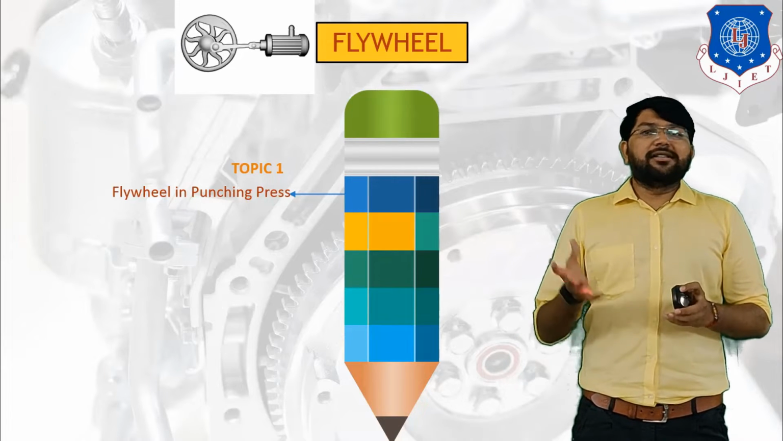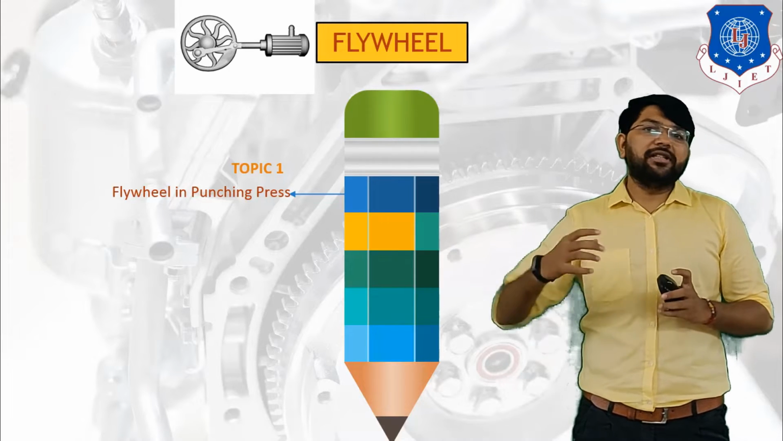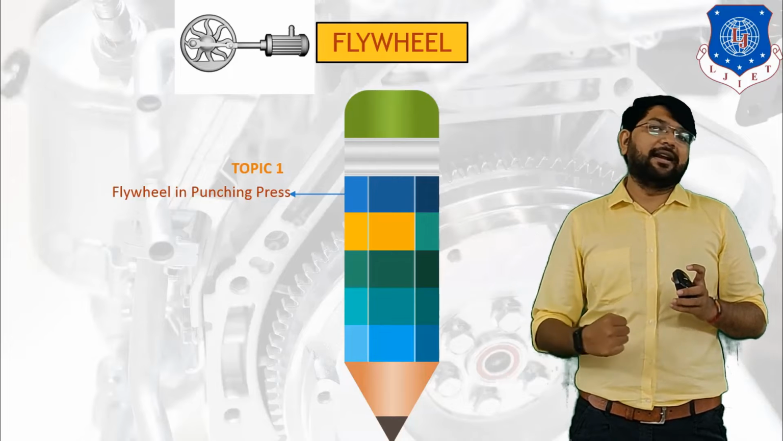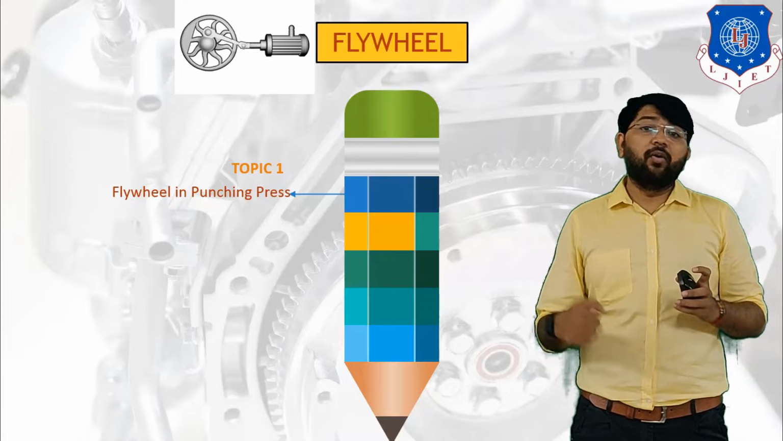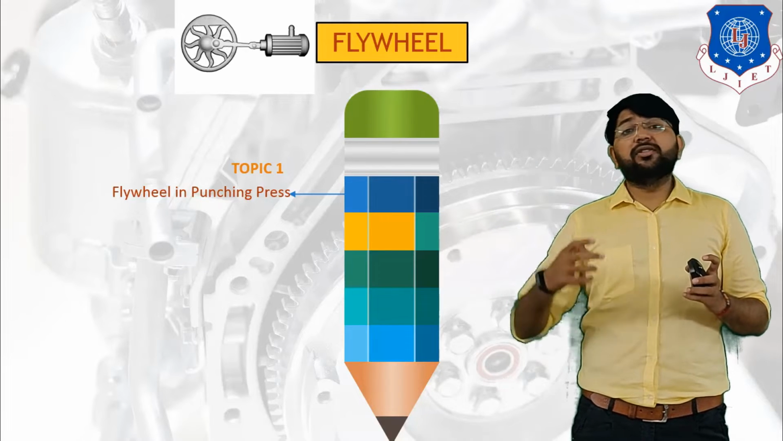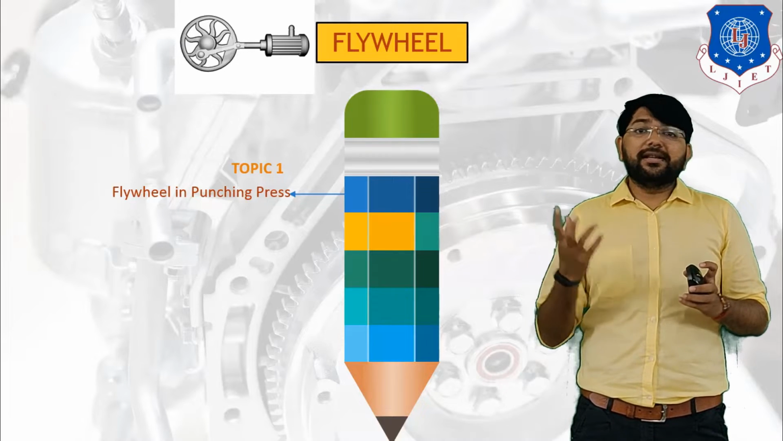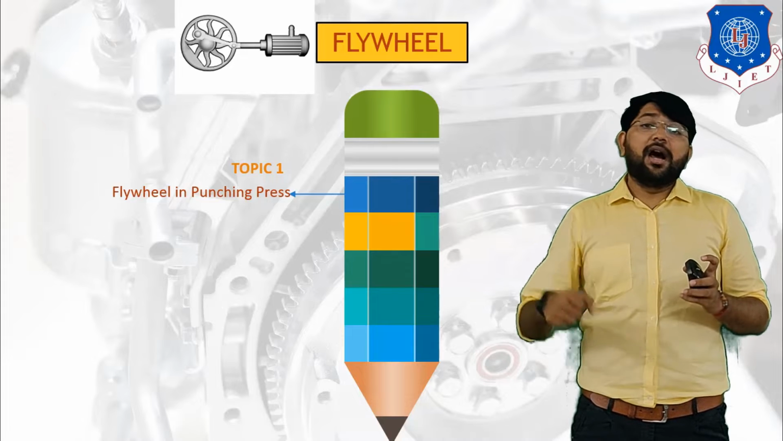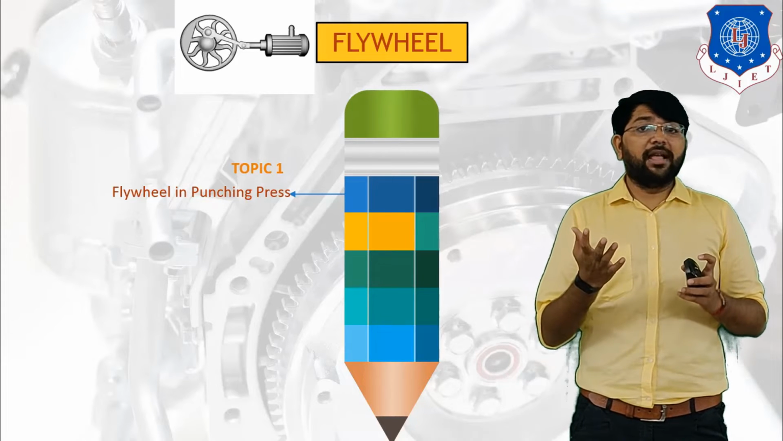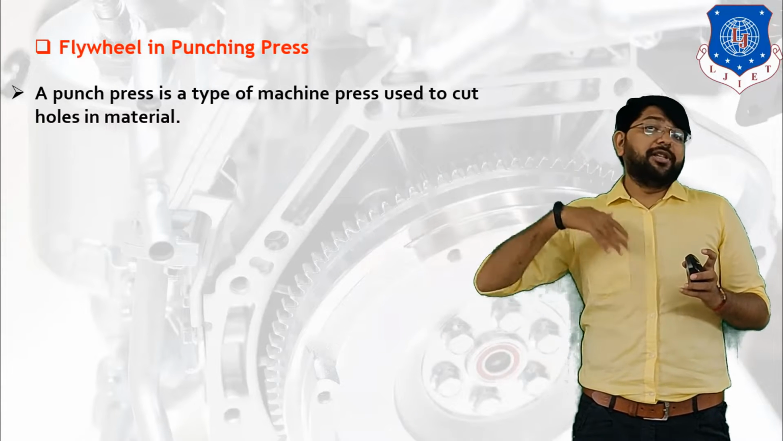In the last session we started a new chapter, the flywheel, and we discussed how to determine fluctuation energy and the design of the flywheel. We derived the equation for the design of the flywheel. We also discussed how to find the diameter, the thickness, and the cross-sectional area of the flywheel ring. In today's session we have to discuss the application of flywheel in punching press.